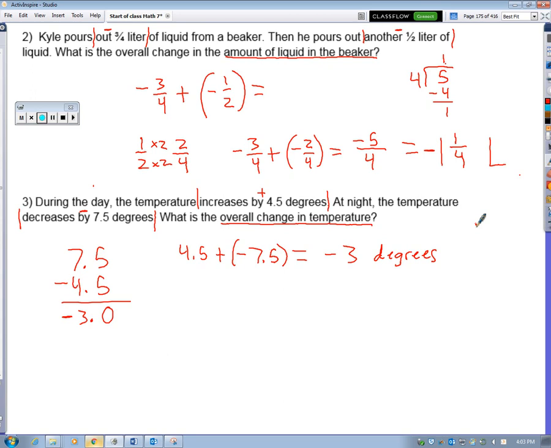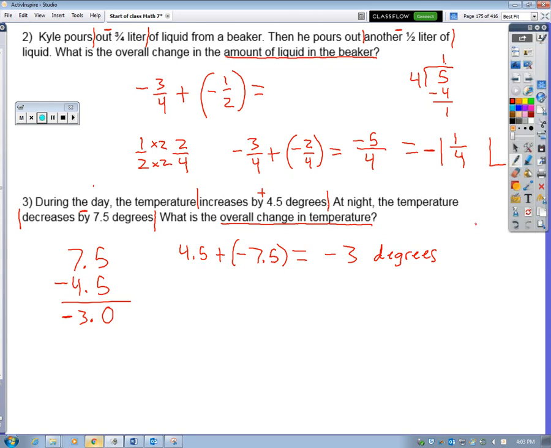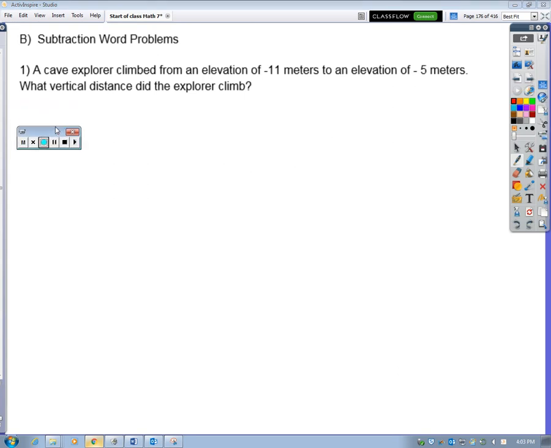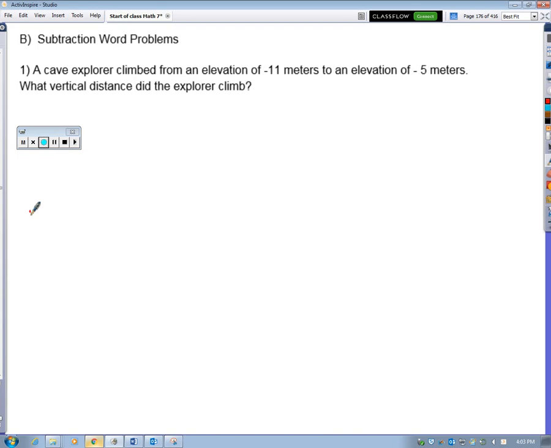Let's take a look at some subtraction problems and let's see if we can spot the change. Okay, we'll take a look at these. Subtraction problems can look a lot like addition problems. It's hard to tell the difference, but we do want to see if we have a start and finish. Let's check this out. A cave explorer climbed from an elevation of negative 11 meters to an elevation of negative 5 meters. What vertical distance did the explorer climb? Okay, that's what we're trying to find out.